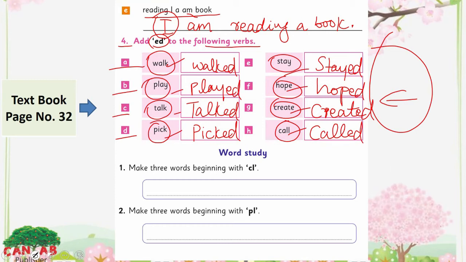Now let's do this one. Word study. Make 3 words beginning with CL. Do you remember the concept of consonant cluster? Cluster is like the combination of 2 letters or 3 letters.